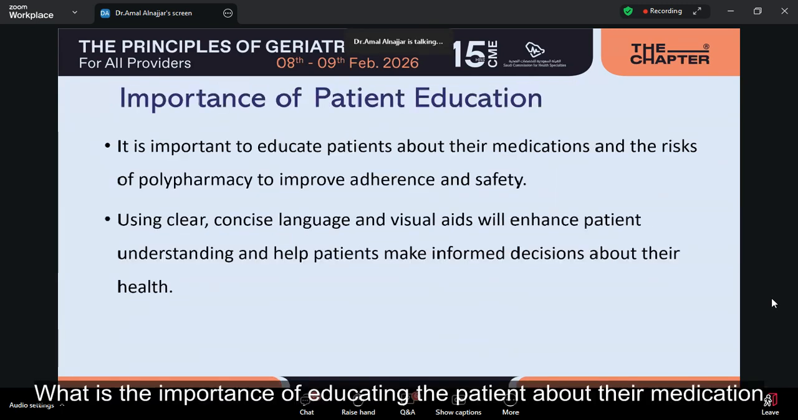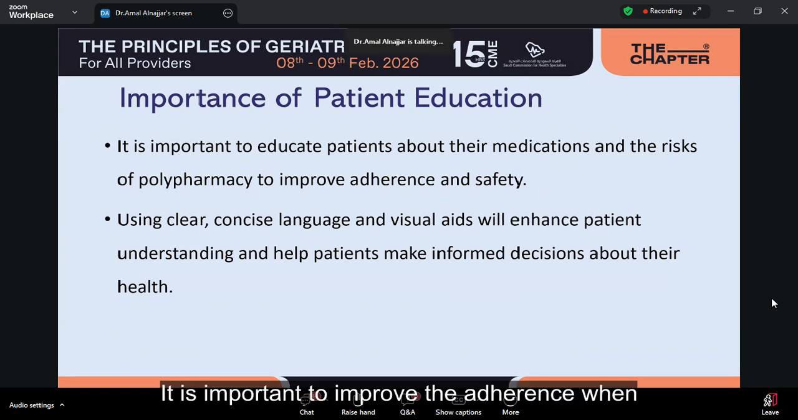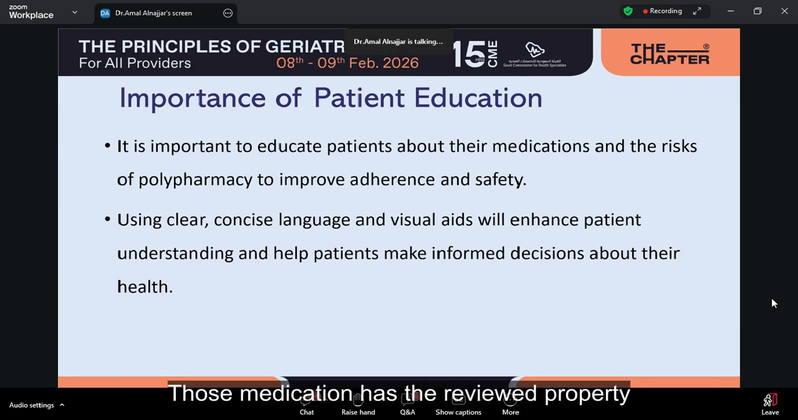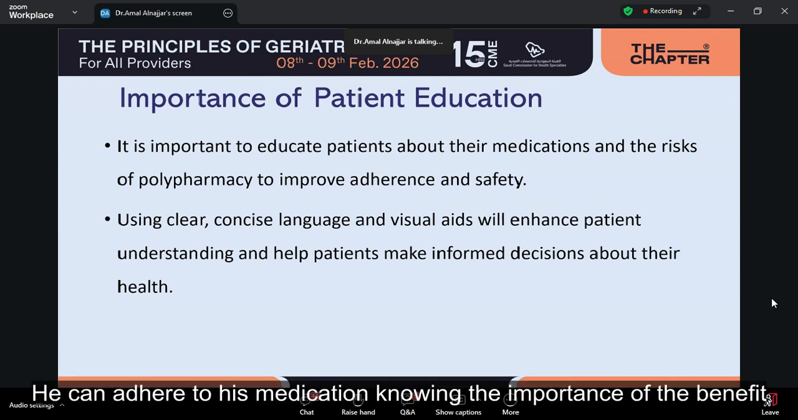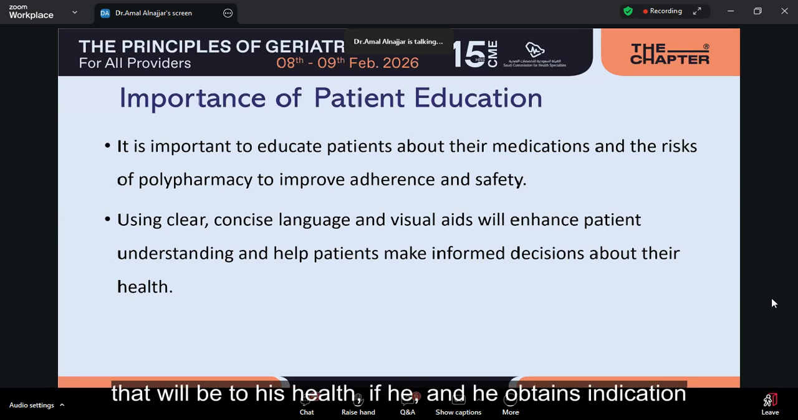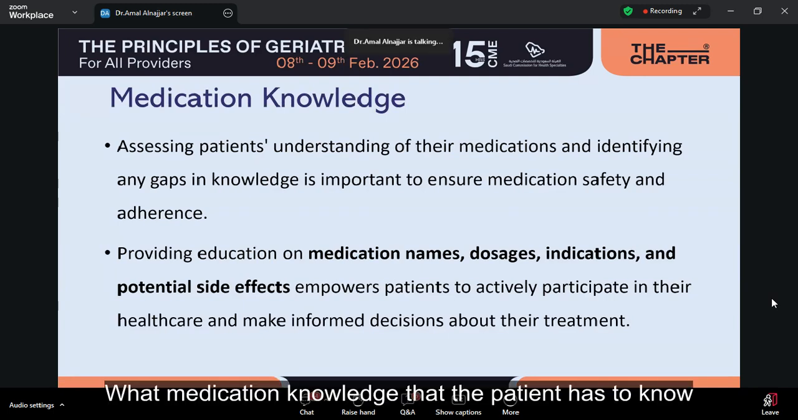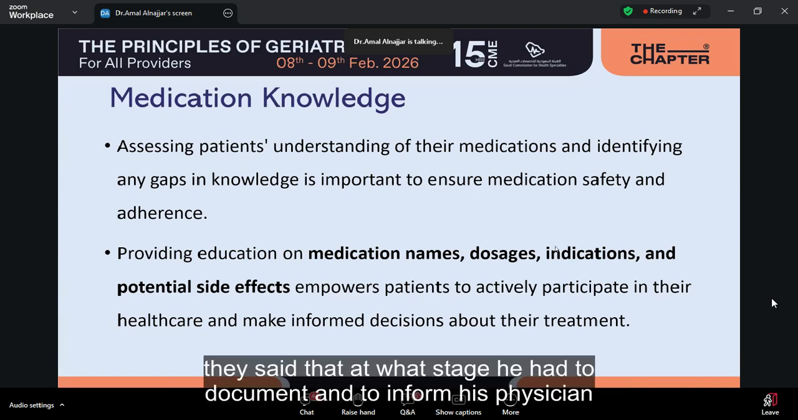What is the importance of educating the patient about their medication? It is important to improve adherence when they understand the importance of this medication, why it's prescribed for him. Once the medication has been reviewed properly, drug interactions have been addressed, adverse effects have been addressed, then everything is clear for the patient, and he can adhere to his medication knowing the importance and the benefit that will be to his health if he adheres to this medication. What medication knowledge does the patient have to know? He has to know the medication name, the dose, the indication, and the potential side effects for this medication, how to overcome these side effects, and at what stage he has to document and inform his physician.